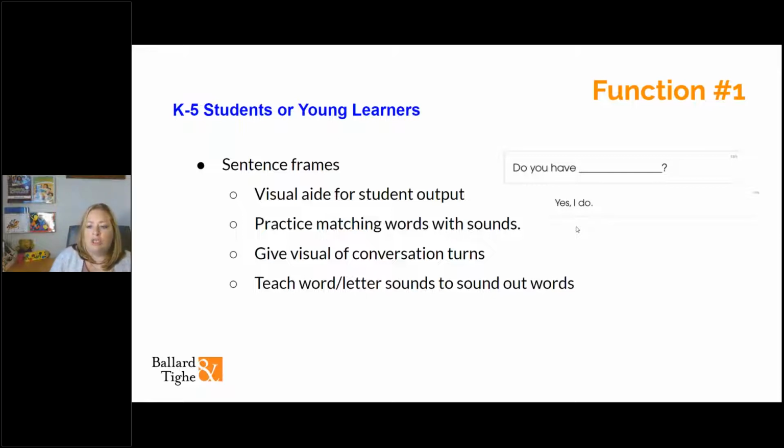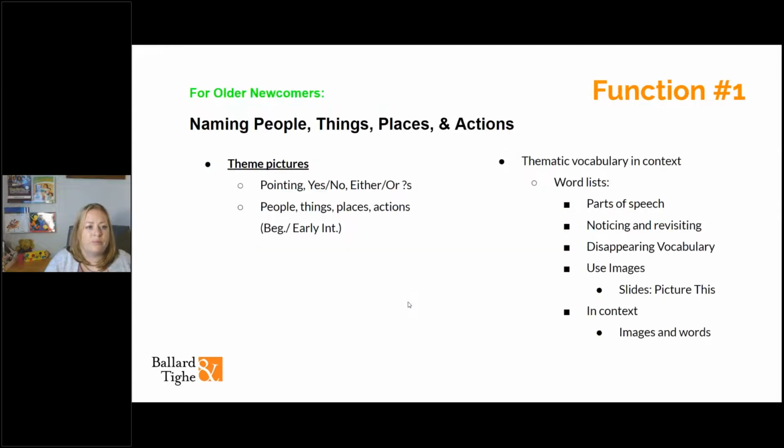They could also start to identify the sounds of letters that they may know as they're learning, or they may identify sight words they've learned. So it gives them some connection to the written language, even though we're looking for that oral output in conversation. So it gives that visual of the conversational turns so they can see, if somebody asks this, this is their response, things like that. So it's a great way to practice and prepare for dialogue and conversation as well.